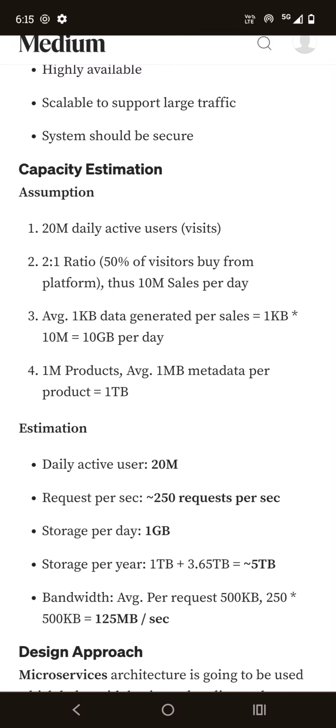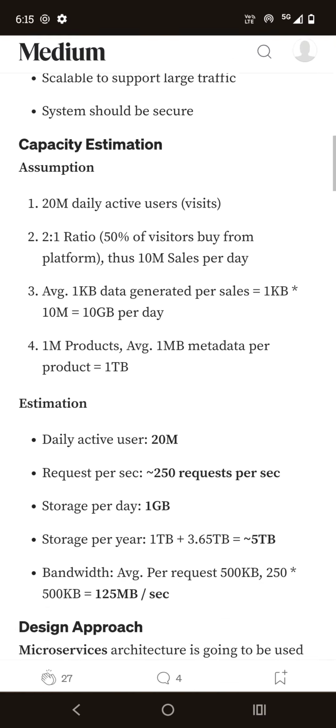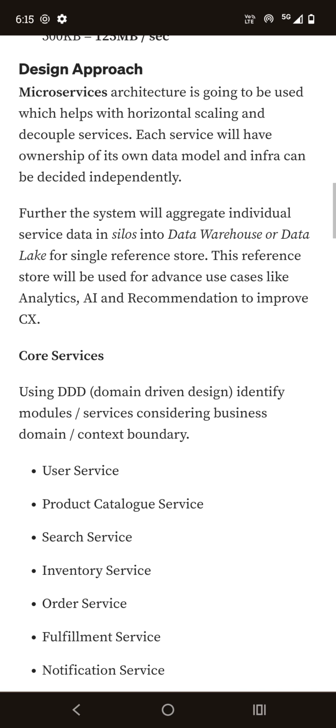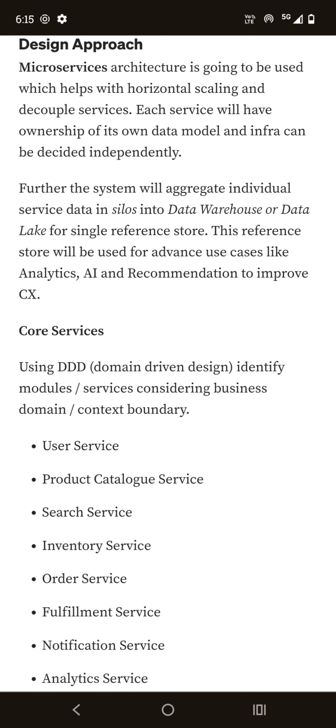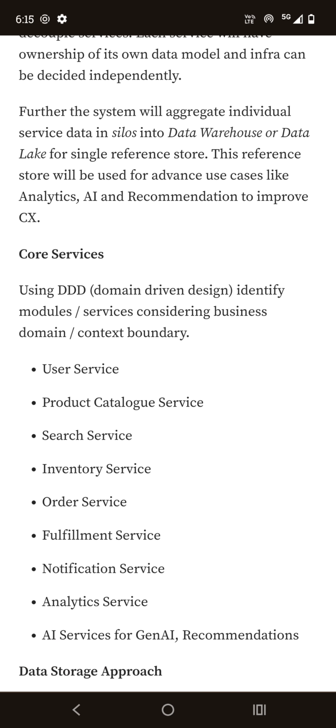How much CPU is required? How much storage is required? What kind of storage is required? I will discuss that. You can see the domain driven model here. For each functionality, for each context boundary, you will create a separate microservice.